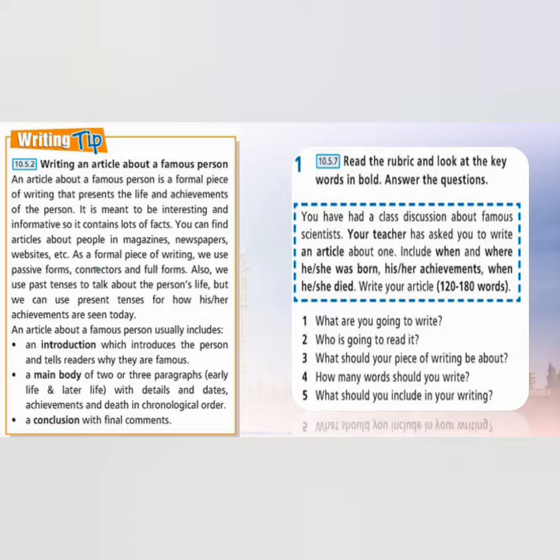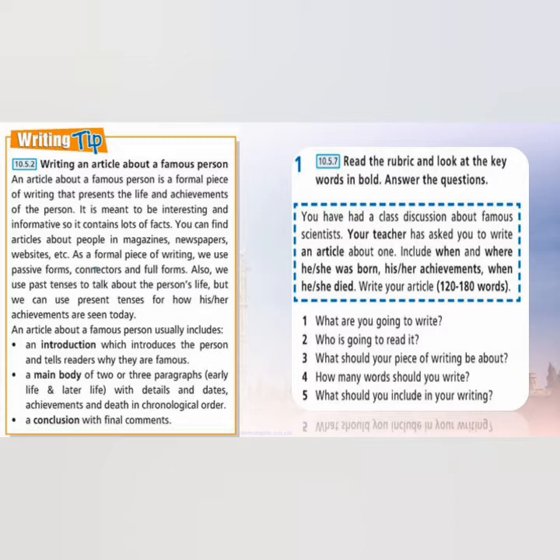An article about a famous person usually includes an introduction, which introduces the person and tells readers why they are famous. A main body of 2 or 3 paragraphs: early life and later life, with details and dates, achievements, and death in chronological order. A conclusion with final comments.